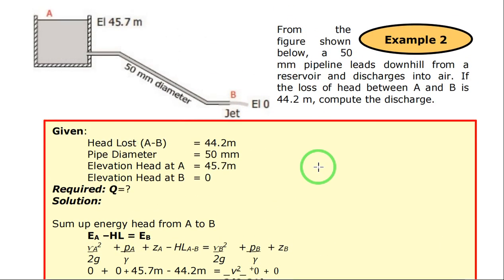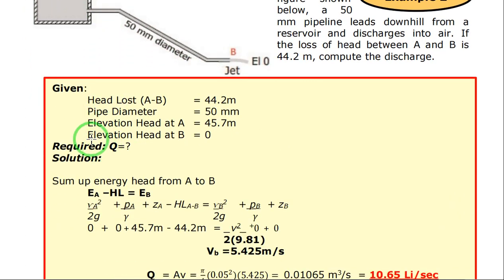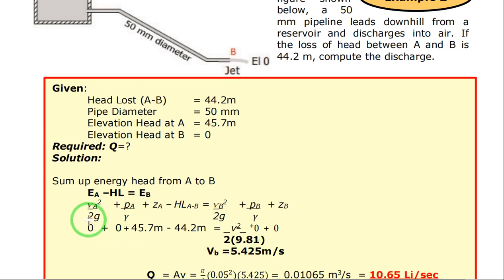So you establish your energy equation from point A to point B. So you have your energy at point A equals the energy at point B plus the head loss. Okay? You add the head loss to your energy at point B, so your system will be equal. So the energy at point A will be VA squared over 2G plus PA over gamma plus ZA, while the energy at point B will be VB squared over 2G plus PB over gamma plus ZB.